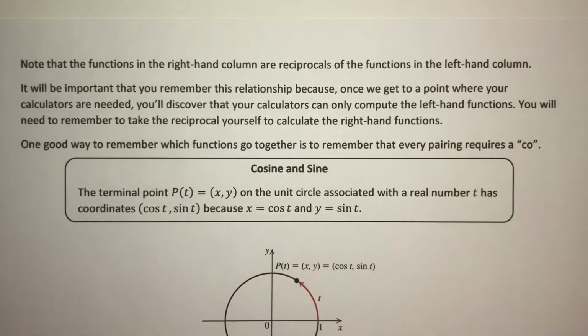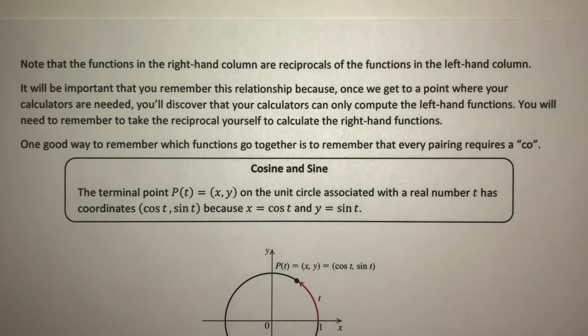So we talked about them being reciprocals, and it's going to be important for you to remember this relationship, because once we get to the point where calculators are needed, you're going to discover that you can only compute the left-hand functions. Like I just showed you, we have the buttons for those three main functions. And you are going to need to remember to take the reciprocal yourself to calculate cosecant, secant, and cotangent.